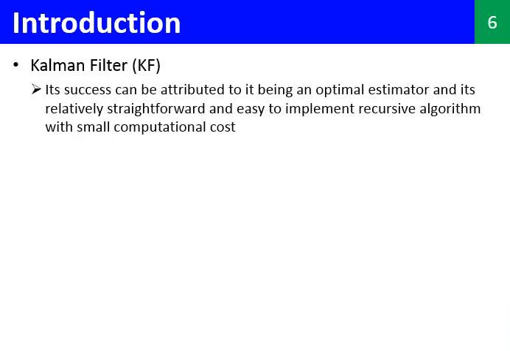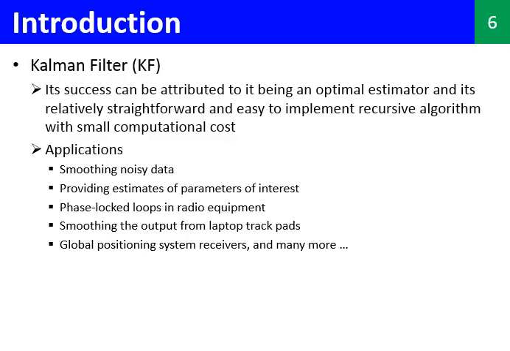The reason why the Kalman filter is so popular is that it's an optimal estimator that is easy to implement and has a small computational cost. If I give you just a few applications of the Kalman filter, it is used in data smoothing, parameter estimation, and even phase-locked loops in radio equipment, and in GPS receivers, and there are many more.